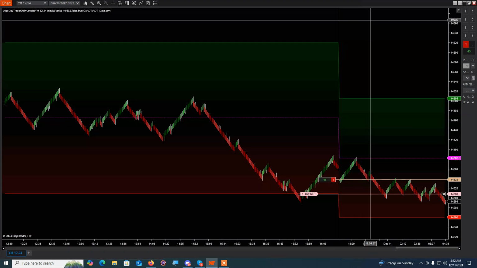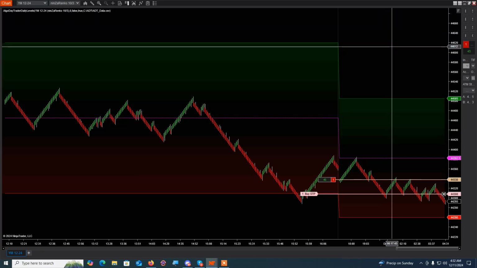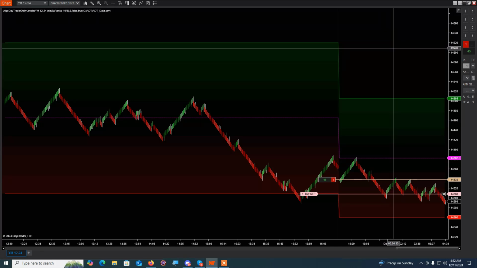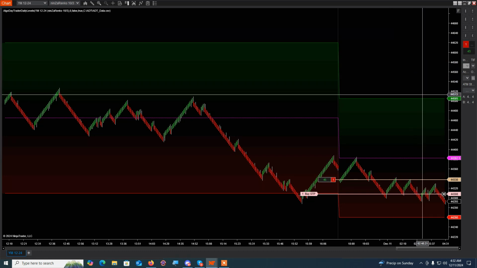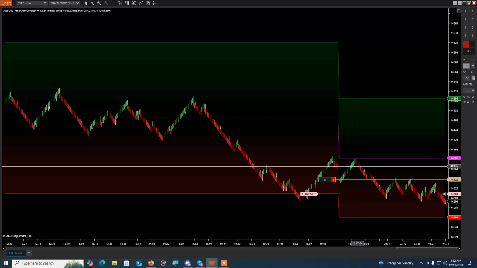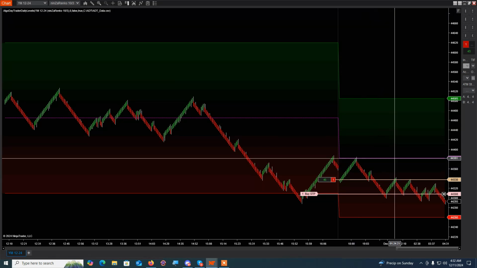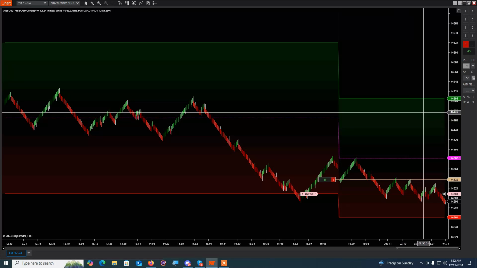This is one of them, the YM. I am short because price is below the midpoint. I am targeting the red line, that's the sell level. And as price starts getting closer to that red line, I'll begin to tighten my trail stop closer and closer, because about 80% of the time there is a bounce from these levels, the buy or the sell levels.